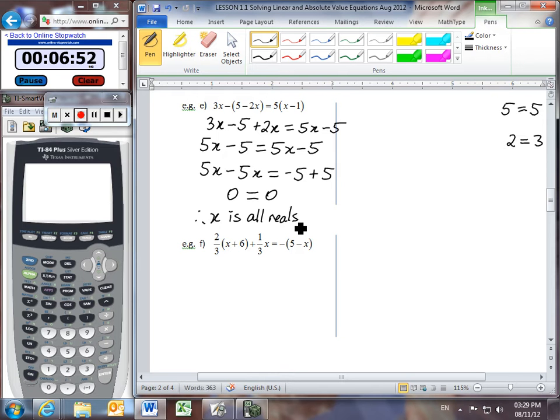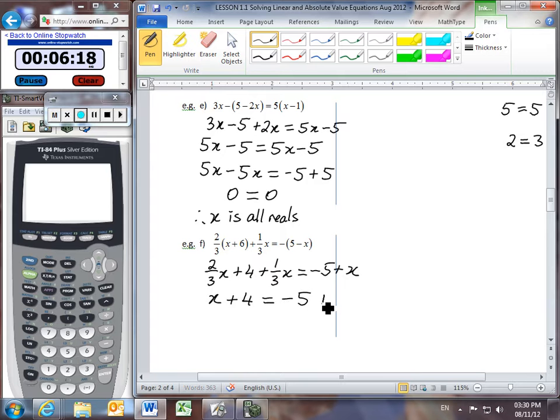In the second example, because I've got fractions, I tell you what, I'm going to distribute first. 2/3 x, and 2/3 times 6, that's 12/3, or 4, plus 1/3 x. And on the right, my negative distributes to the 5 and to the negative x, yielding a positive x. If I simplify each side, my 2/3 x plus 1/3 x, that's what I was hoping for, gives me a 1x.